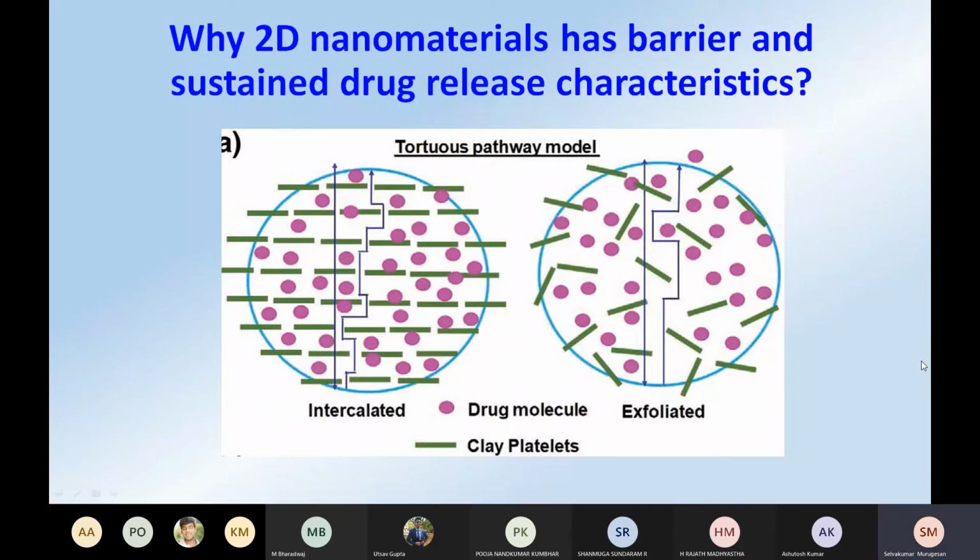So you see here, you have two different morphologies. The material is a clay nanocomposite. The left side is the intercalated one, and the right side is the exfoliated one. The pink one is the drug. So you have a nanocomposite structure, and the drugs are embedded into that nanocomposite. Assume that they are physically loaded. Since it is the intercalated one, what will happen? Suppose this drug wants to come out, what will happen? It has to find the randomness or the free volume present in your carrier.